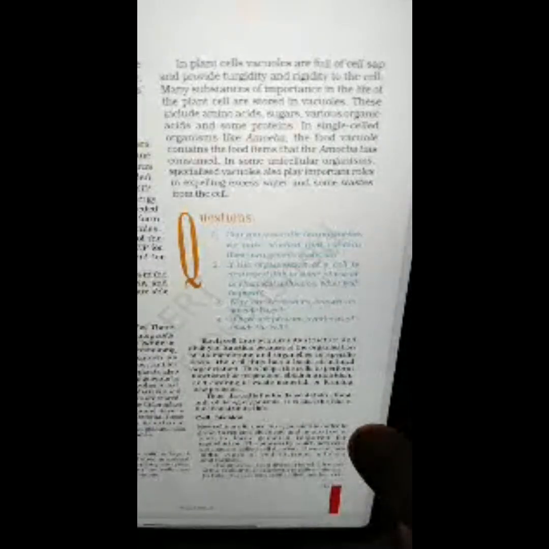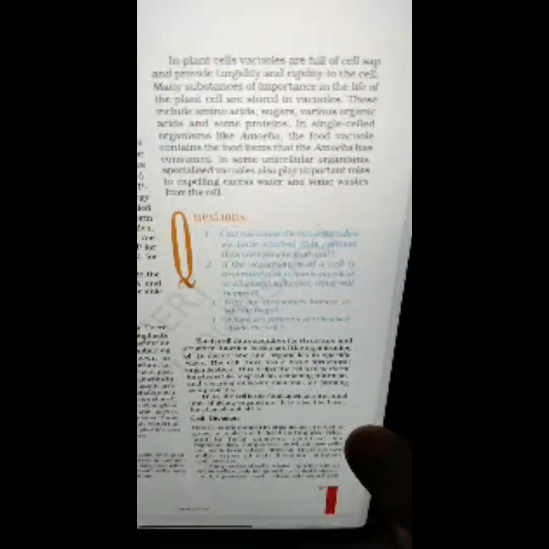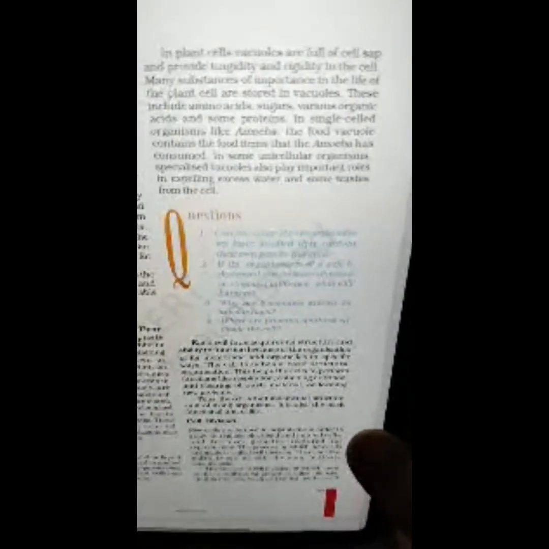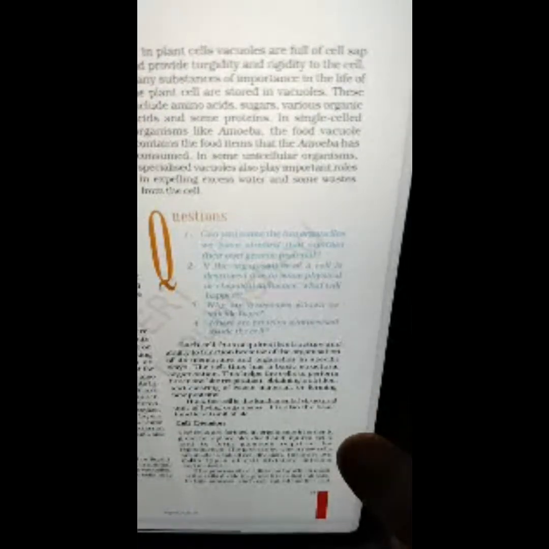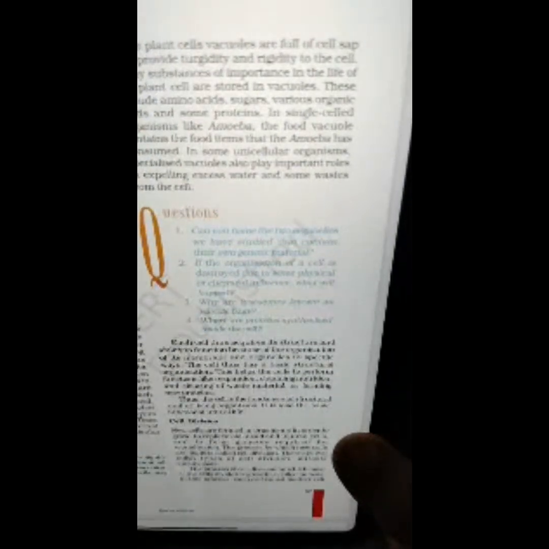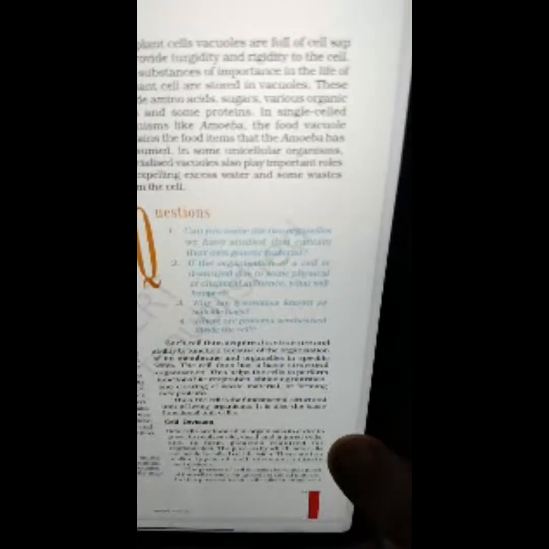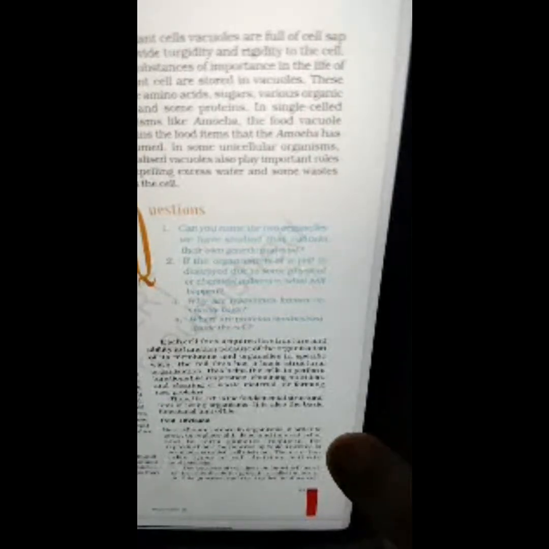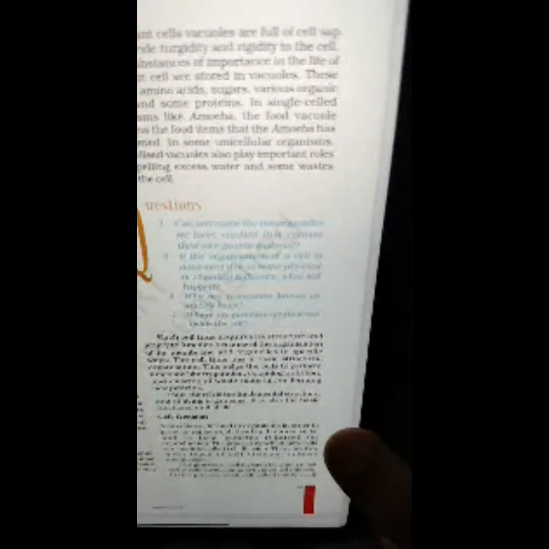In plant cell, vacuoles are full of cell sap and provide turgidity and rigidity to the cell. Many substances of importance in the life of the plant cell are stored in vacuoles. These include amino acids, sugars, various organic acids, and some proteins. In single-celled organisms like amoeba, the food vacuole contains the food items that the amoeba has consumed. In some unicellular organisms, specialized vacuoles also play important roles in expelling excess water and some waste from the cells.